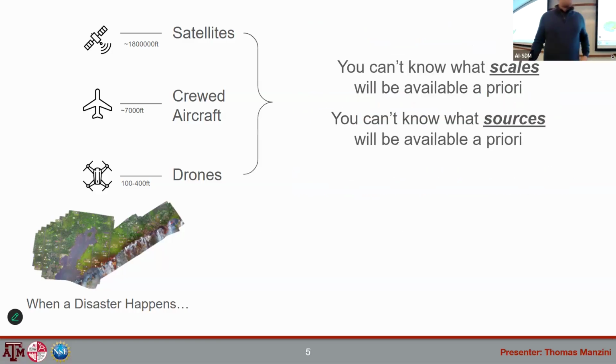What this means is that in practice, you don't know when you go to a disaster what sort of imagery you're going to be getting. The scales that you could be getting could come from space. They could come from a couple hundred feet above the disaster scene.